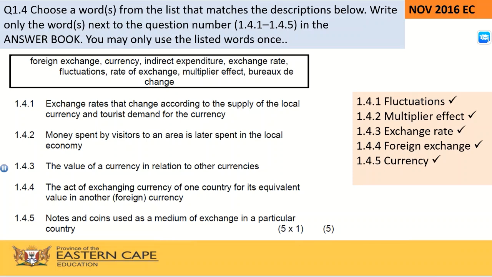1.4.4, the act of exchanging currency of one country for its equivalent value in another foreign currency. And that answer that is on the screen now, foreign exchange, is the correct answer. And the last one from this example, notes and coins used as a medium of exchange in a particular country is referred to as currency. I hope you got 5 out of 5 for that question.